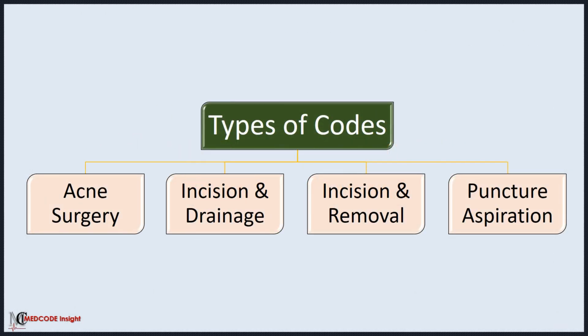First, we will discuss the different types of code related to the incision and drainage topic. There are four types of codes. The first is for acne surgery, the second is for incision and drainage, the third is for incision and removal, and the fourth is for puncture aspiration. Let's examine each one individually.